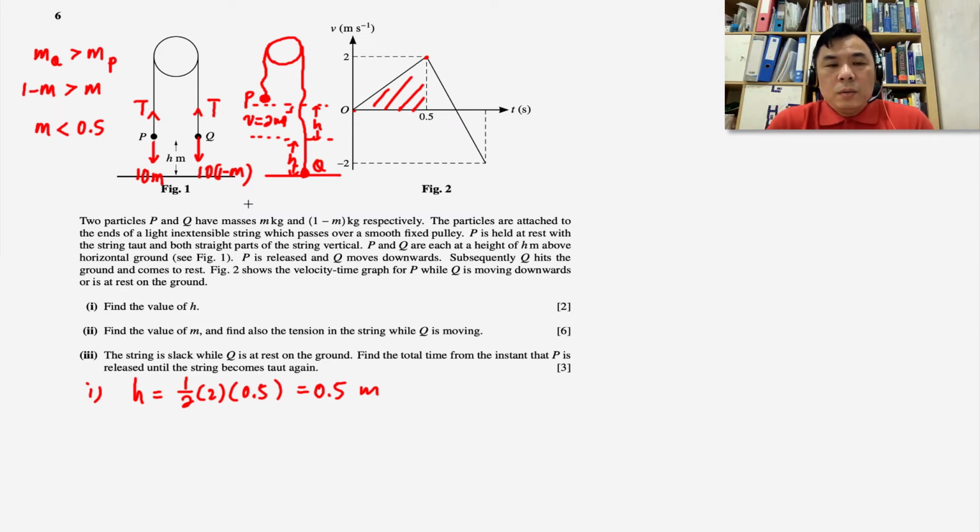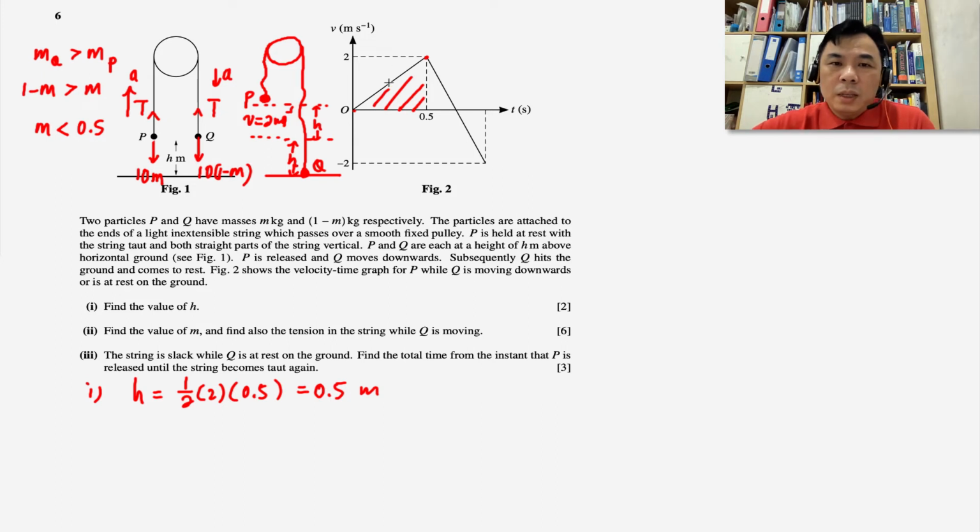Now, for this, we know that both of them would experience the same acceleration. P will be accelerating upward, whereas Q will be accelerating downward. And then one piece of information that we can extract from the graph itself is the accelerations of P and Q just before Q touches down.